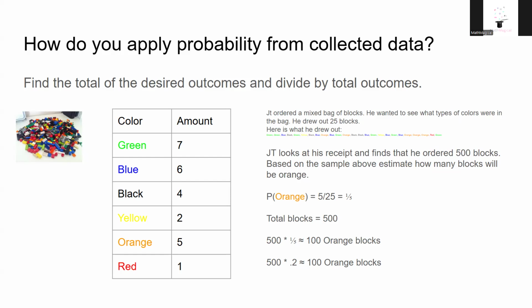We say approximately because 25 is just a sample of the 500. If we were to count all of these 500, it may not be exactly 100 just based on that sample size. We estimate it's going to be about 100 orange blocks. Again, it may not be because 25 is a pretty small sample out of 500.